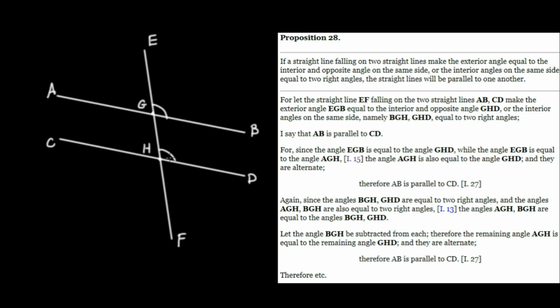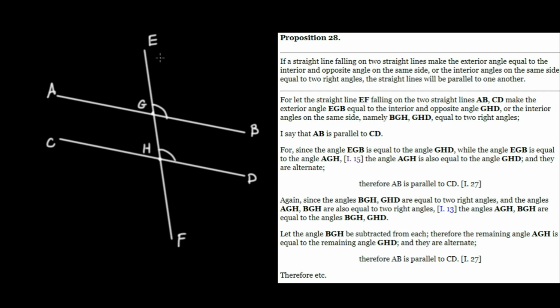If these two are equal, or this is going to be the second part of the proposition, and we'll come back to this in a second, or the interior angles on the same side, namely BGH and GHD, equal to two right angles, I say that AB is parallel to CD. So we're going to take the first one.